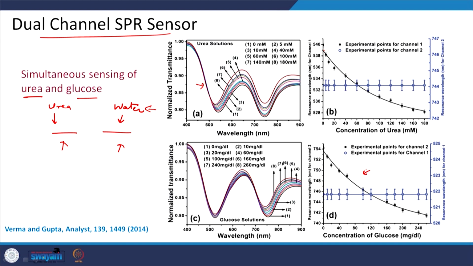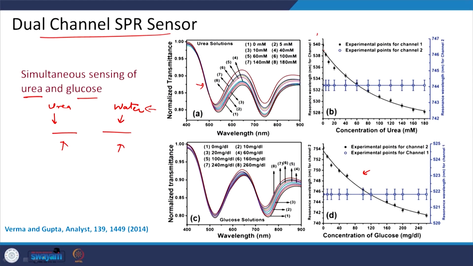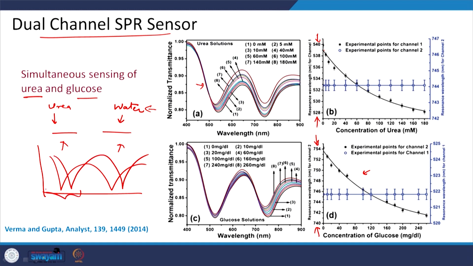So, these 2 channels are not talking to each other, one is responding to one kind of analyte, another one is responding to another kind of analyte. Now, suppose you use a mixed solution, then they both will follow different characteristic curves. You can see that this characteristic curve varies from 540 to 528, while this one is 754 to 740 nanometer. So, you will have this one here and another one here. It does not talk to each other. So, this will show urea, here it will show glucose.